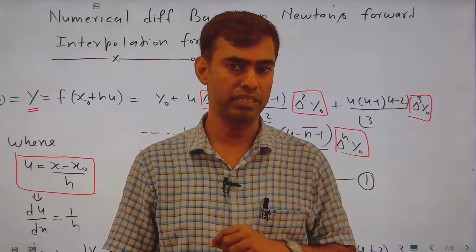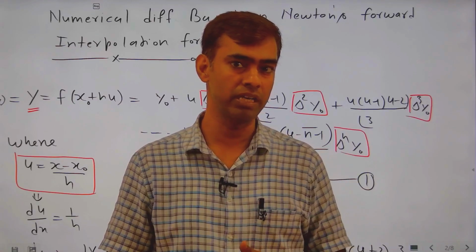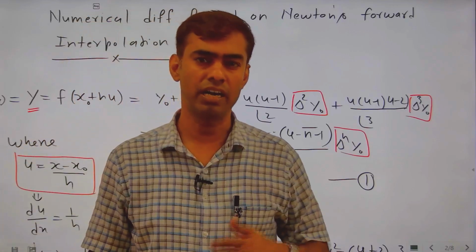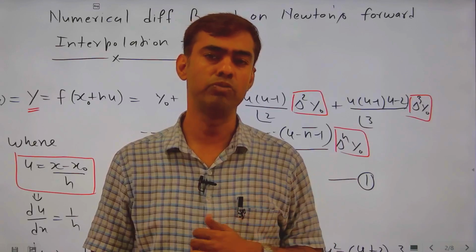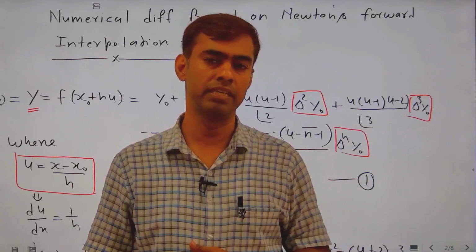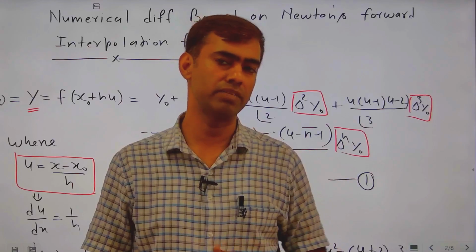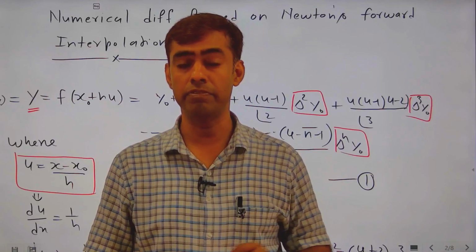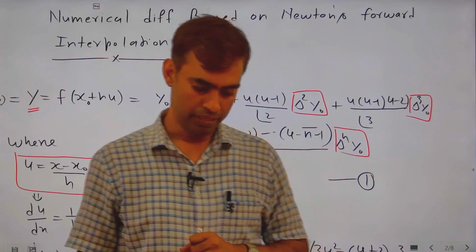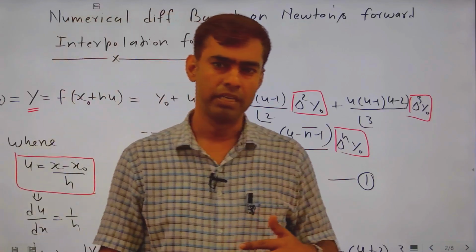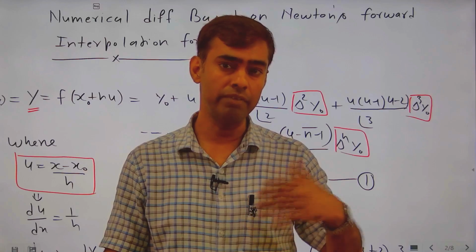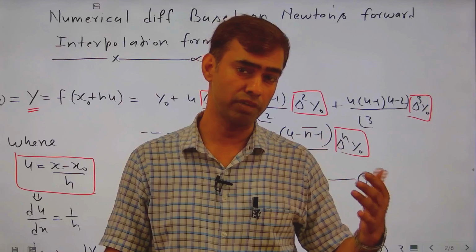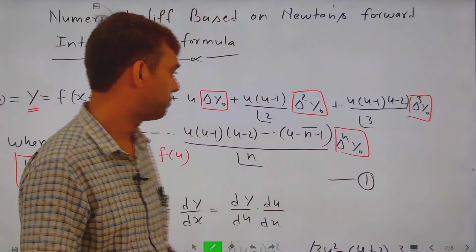For unequal class intervals, here we write what? Here we write a Lagrange interpolation formula, or we write a Newton divided difference formula, and differentiate the Newton divided difference formula and the Lagrange interpolation formula. Then we are able to find a formula for the derivative for unequal class intervals. So, this one is a summary of how we derive interpolation formulas for the derivative.